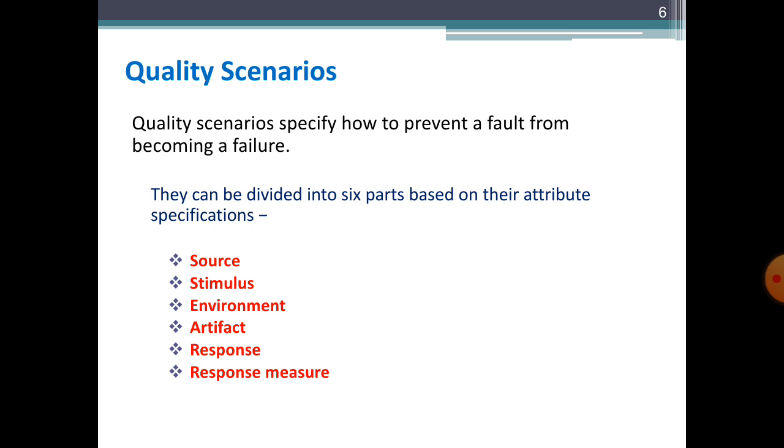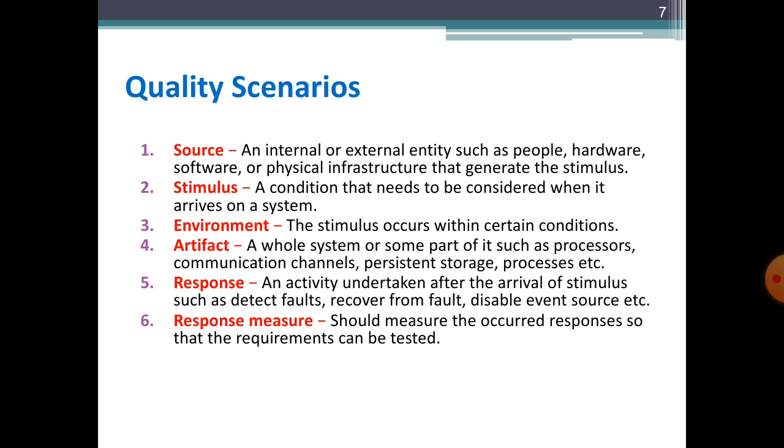Response is an activity undertaken after the arrival of a stimulus or event, such as detect faults, recover from fault, disable event sources, etc. And the last one is response measure. This response measure should measure the occurred responses so that the requirements can be tested. So these are basically the six elements of quality scenarios.